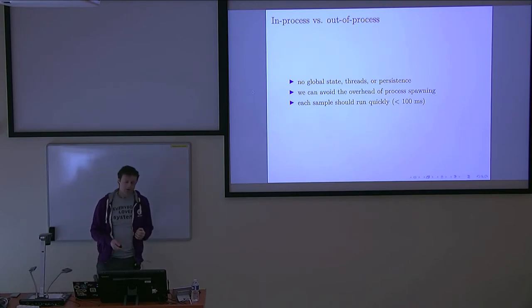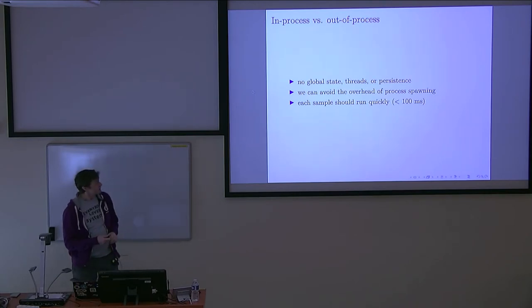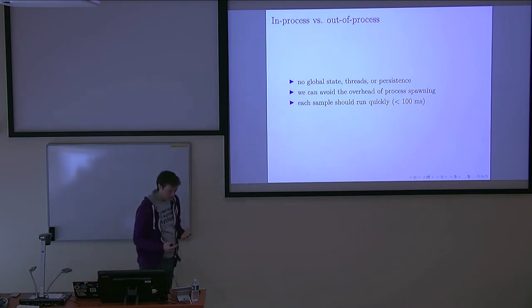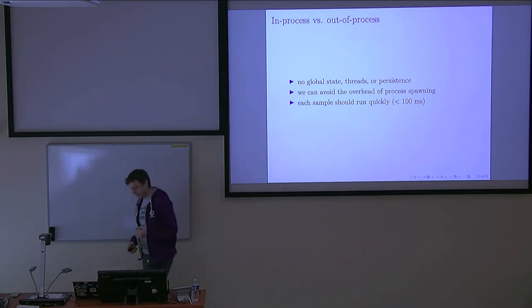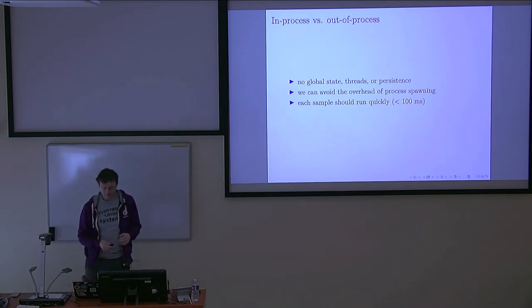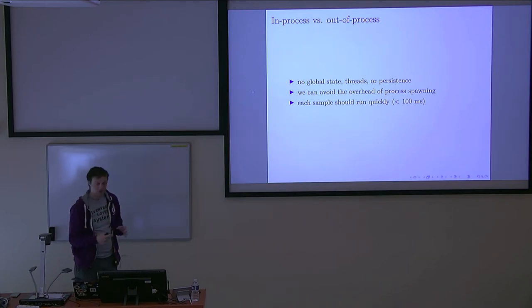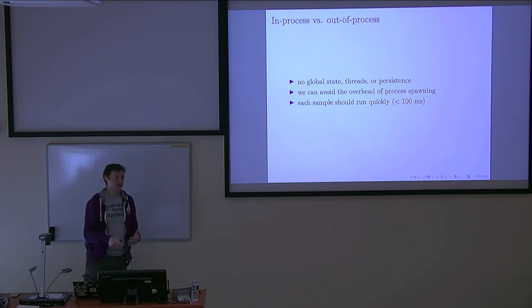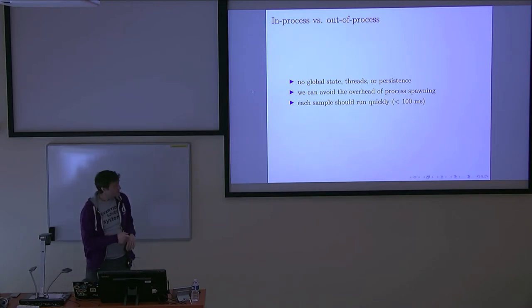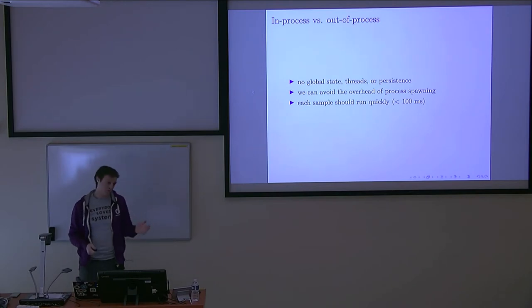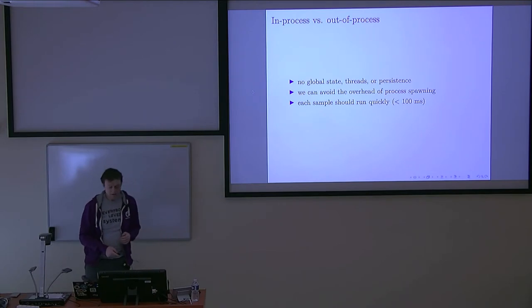A slightly better way is to do it in process. But for this to be meaningful, we need to have no state left, right? We need to have no threads, no global variables. We call the function once, and then we call it again, and we want to start from a clean slate. And I wrote that 100 milliseconds is not bad, but we probably want to do thousands of samples per second. So I think we want to go below a millisecond for a single round.